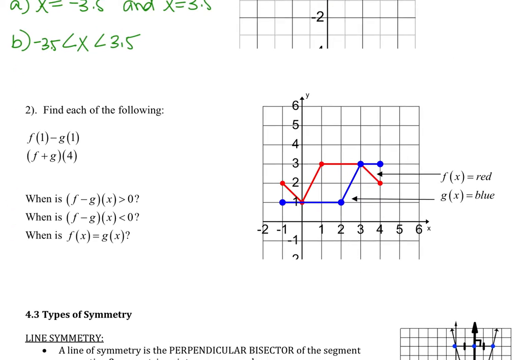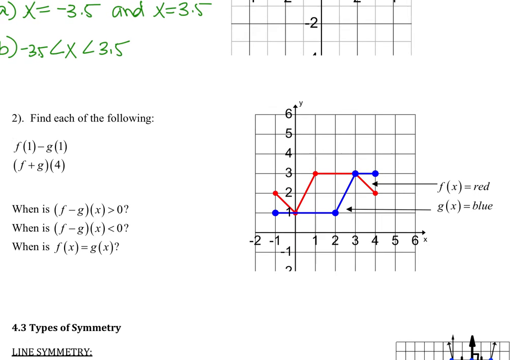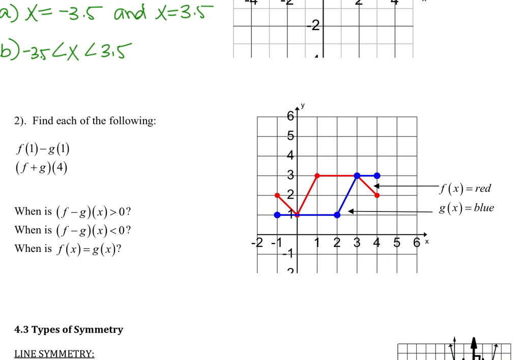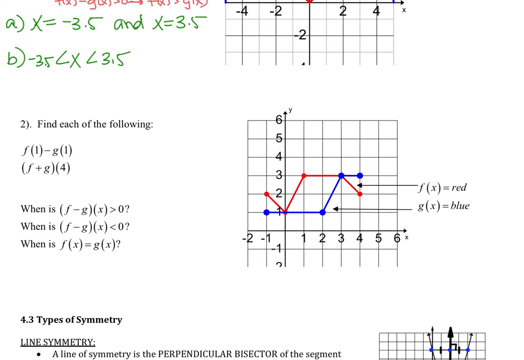Okay, the next one is pretty similar. So we're finding f of 1 minus g of 1. f of x is, I really should have just stayed consistent with this, but f of x is now the red one, and g of x is now the blue one. So f of 1 is 3, and g of 1 is 1. So 3 minus 1, we get 2.